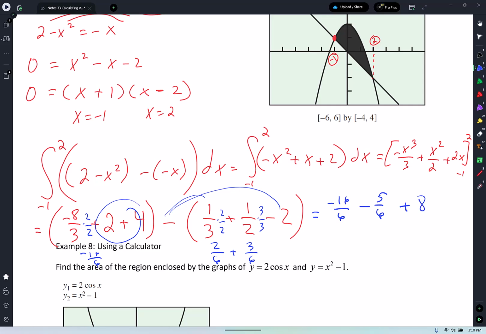Right now, we'll check it, guys. 16 plus 5, 16, 17, 18, 19, 20, 21. So negative 21 over 6 plus 8. Multiply the 8 by 6. What's 8 times 6? 48. So 48 over 6. 48 minus 21 is 27. 27 over 6. Let's see if this is correct.